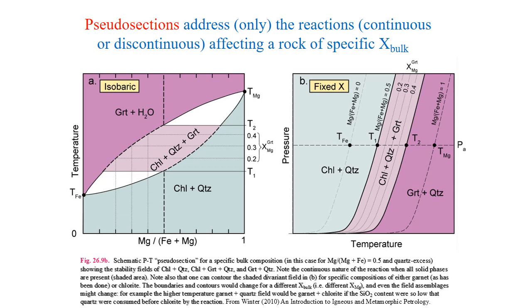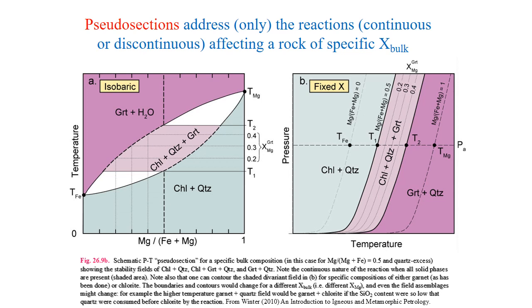In a pure iron and pure magnesium system, the reaction occurs at a single temperature, represented by the vertical thin dashed line on the isobaric diagram and the thin dashed reaction curve lines on the fixed composition diagram. The lines are sharp. Univariant reactions cross at a single metamorphic grade. The mixed magnesium-iron system reactions become continuous, as represented by the thick dashed lines in the isobaric diagram.